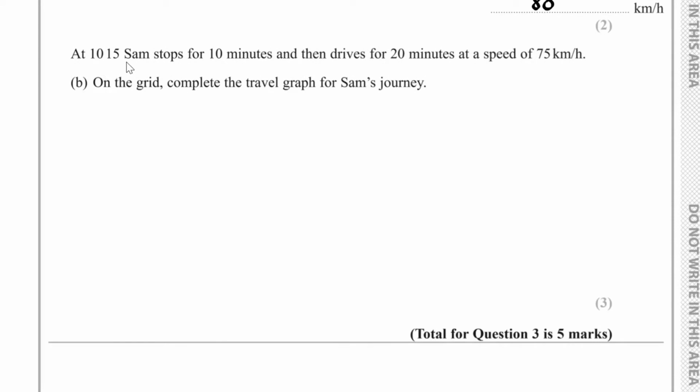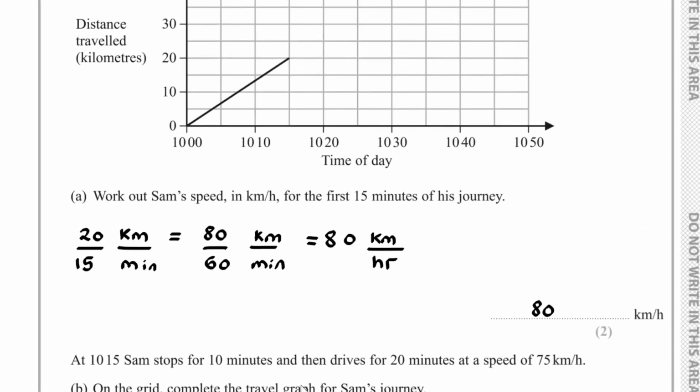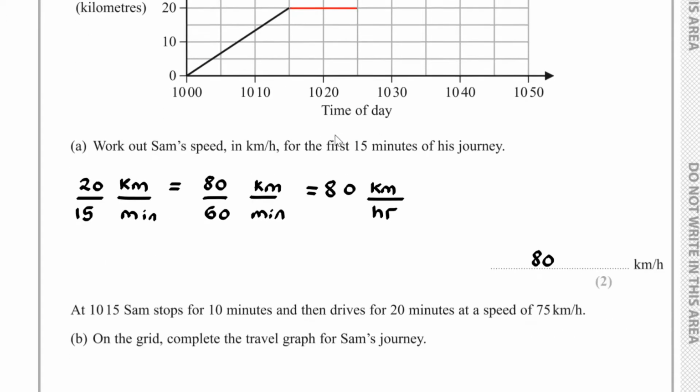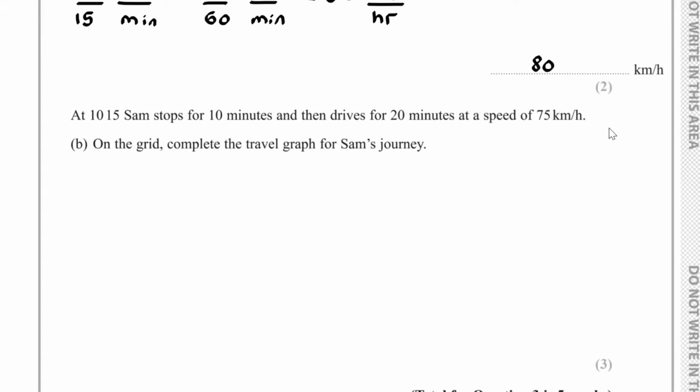Then for part B, at 10:15, Sam stops for 10 minutes and then drives for 20 minutes at a speed of 75 kilometers per hour. For part B, on the grid we have to complete the travel graph for Sam's journey. So at 10:15, he stops for 10 minutes. So if I show that, here you can see for 10 minutes he stops, and then he drives for 20 minutes at a speed of 75 kilometers per hour.